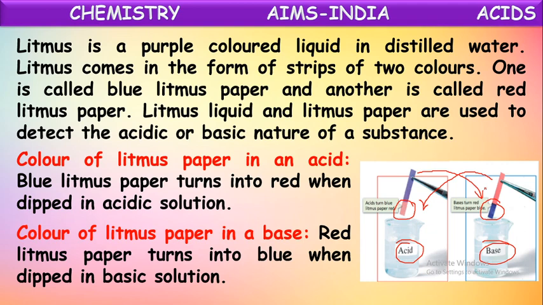Only blue litmus paper can change its color when dipped in acids, and red litmus paper can change its color when dipped in base solution. In this way, litmus is used to identify the acidic and basic nature of substances.